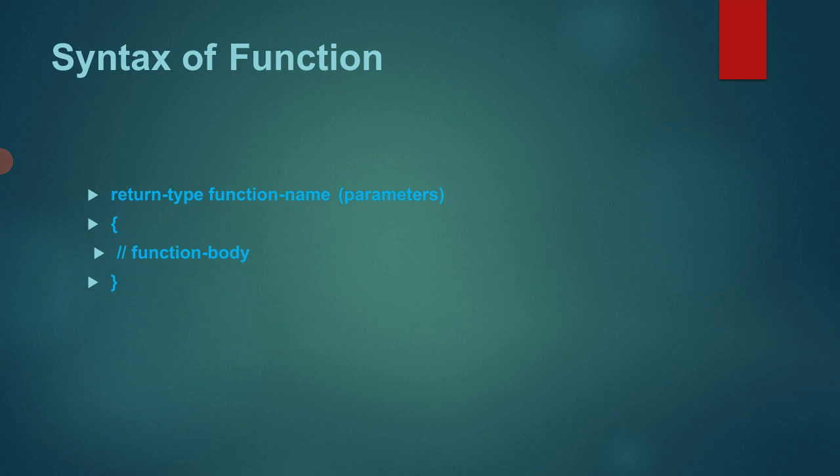In the parameters, you have to give the value like 7. I'm providing value 7, so this is a parameter. So you can provide any number of parameters according to your requirement. And then curly bracket start, then you have to write the body of the function, and then curly bracket close. So this is the syntax of a function that you have to follow while writing a function.